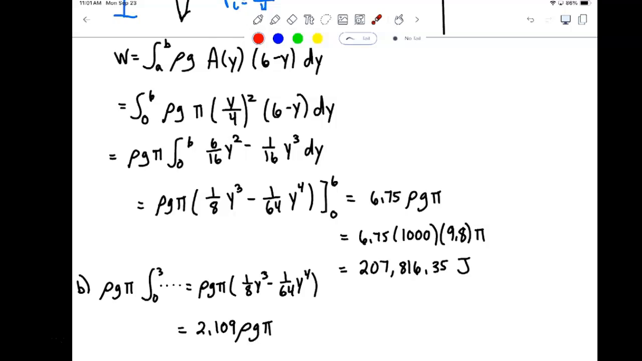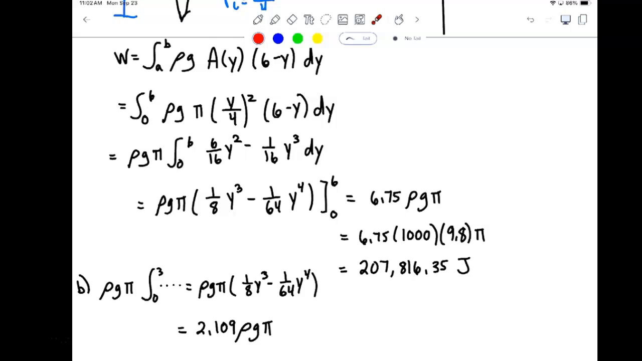And again, we could throw in our values, 1000 and 9.8 pi, but here I'm just going to leave it in a rho g pi form. Again, we could get the actual value, but it's easy to compare that to that. Okay. So that's dealing with work of lifting a fluid from some container.